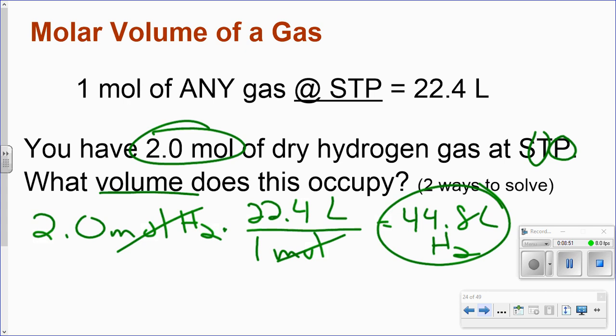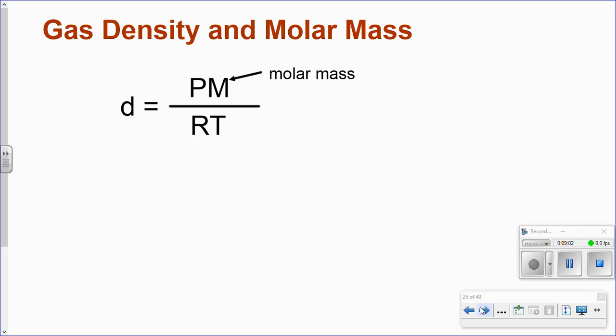But the molar volume of a gas says that if you have 1 mole of any gas at STP, it will occupy a volume of 22.4 liters, okay? Check this out. I'm not going to derive this for you, but this is the density of a gas. I call this dirt map, or dRT is equal to MP. This is how you solve for the molar mass of a gas, okay? This pops up quite frequently.